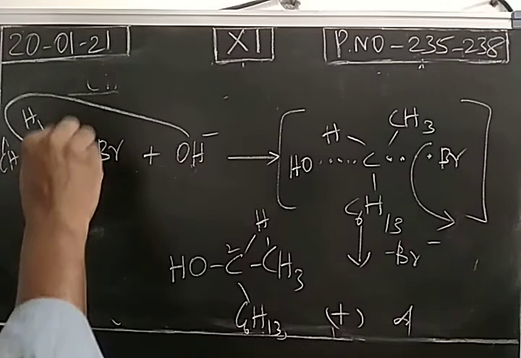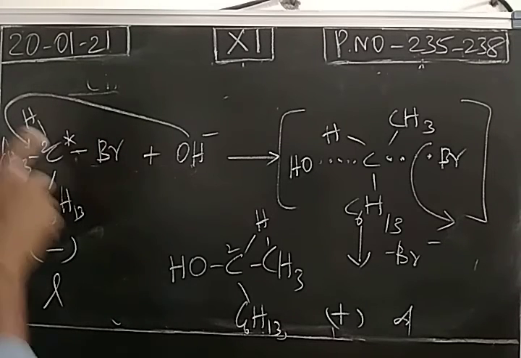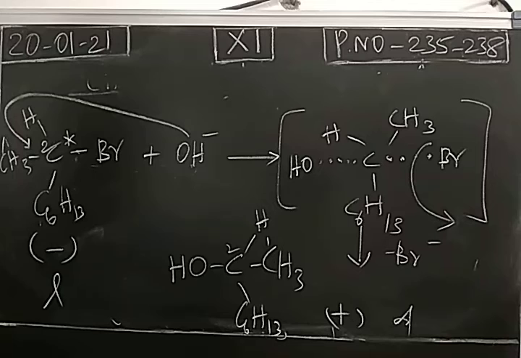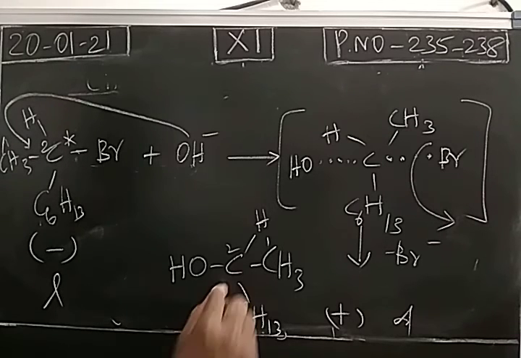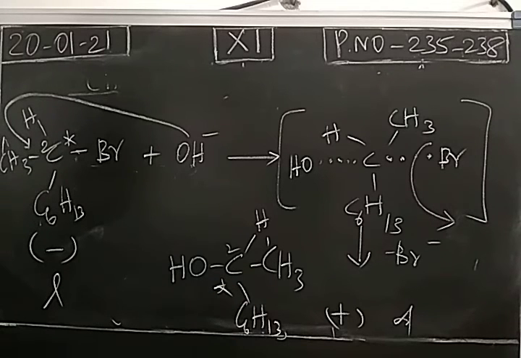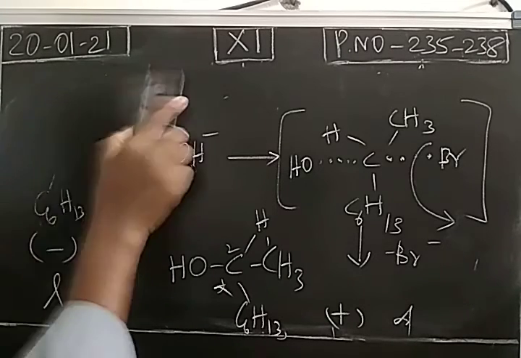The carbon is an asymmetric carbon. The carbon is bonded with 4 different atoms or groups. This is an asymmetric carbon. Due to inversion of configuration, it becomes dextrorotatory. The minus isomer becomes the plus isomer, or we can say the levo isomer L becomes the dextro isomer D. This is the SN2 mechanism.